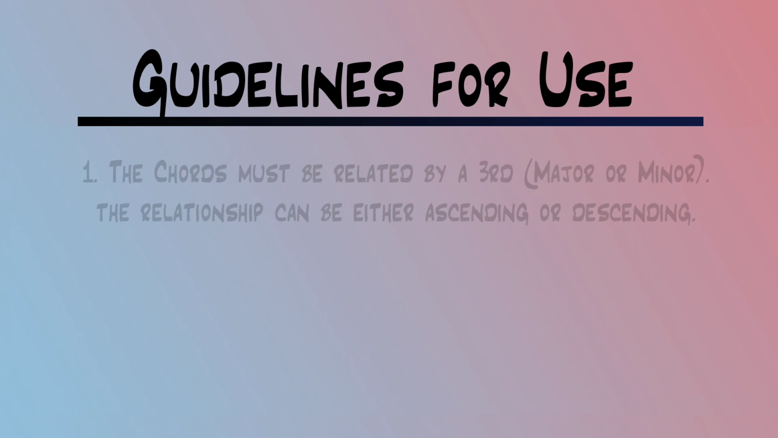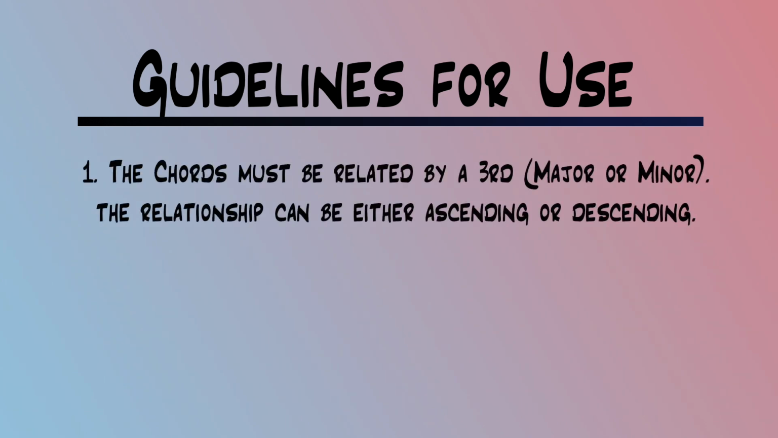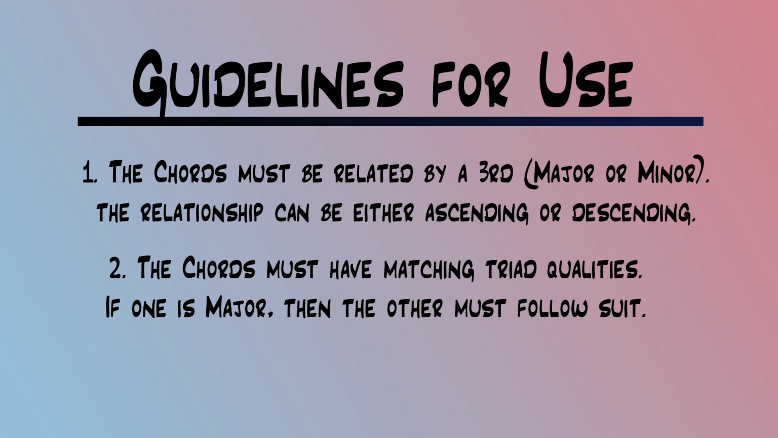Step 1. The chords must be distanced either a major or minor third away from one another. This can be either ascending or descending. Step 2. The two chords must have the same chord quality, meaning both must either be major or both must be minor. Opposing chord qualities would yield no common tones.